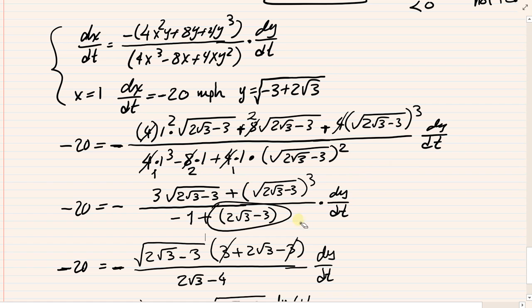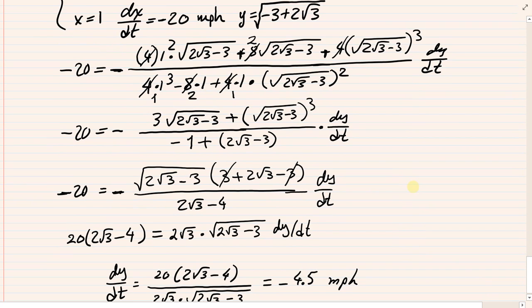That's what's down here. Okay. And then, what did I do next? Next, I factored square root of 2 root 3 minus 3 from the numerator. So factor it from that expression. That's how I got the 3. Okay, and then factored 1 from the numerator.